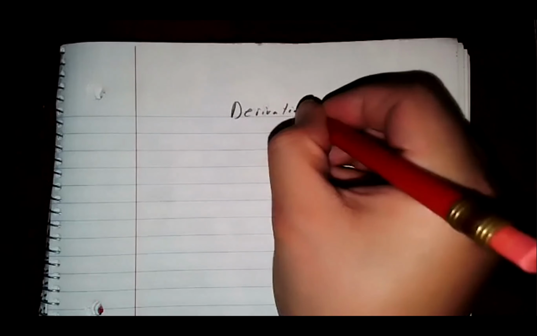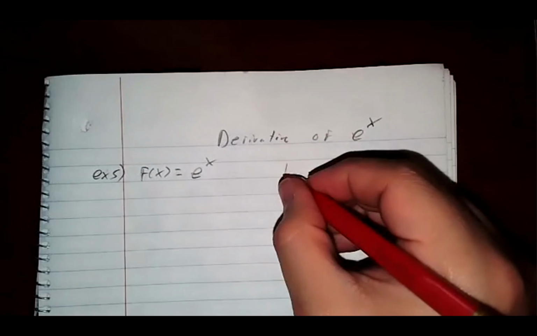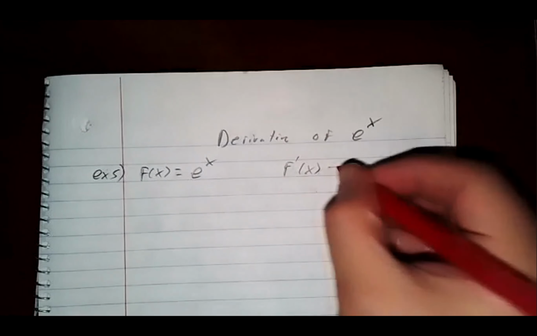Okay. Yeah. So let me give you another rule. Derivatives of e to the x. So this is another special one, just like the trig ones. So the derivative of e to the x is always itself. If your function, I think we're on example 5 now, is equal to e to the x, the derivative of f of x will be equal to itself.